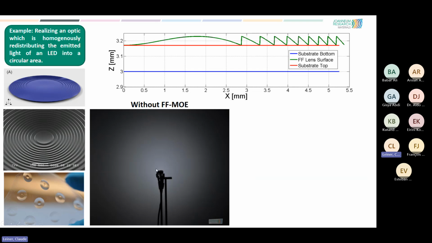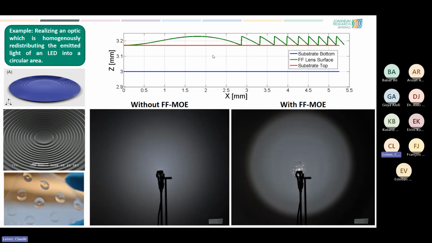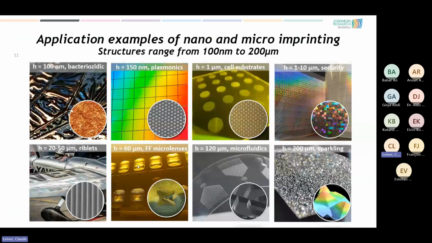You see, this is the standard irradiance distribution. You have much light in the middle, and then it goes outside. And when you're using the freeform micro-optics, then you have a defined circle with homogeneous irradiance distribution and nothing outside of it. That's just for my topic.